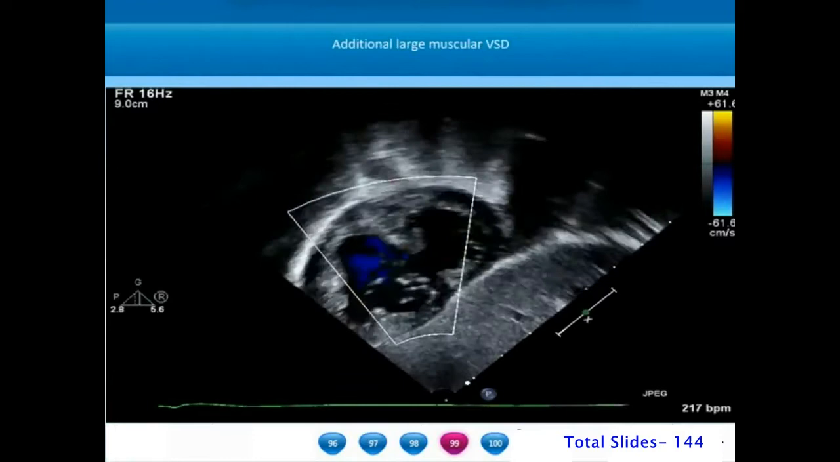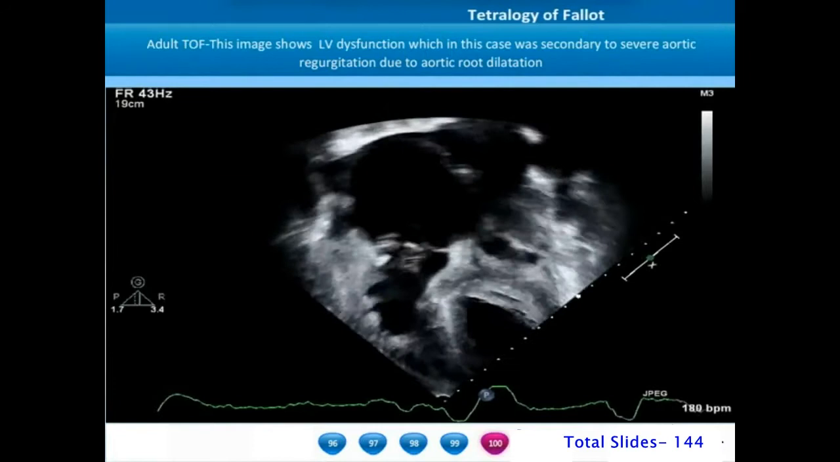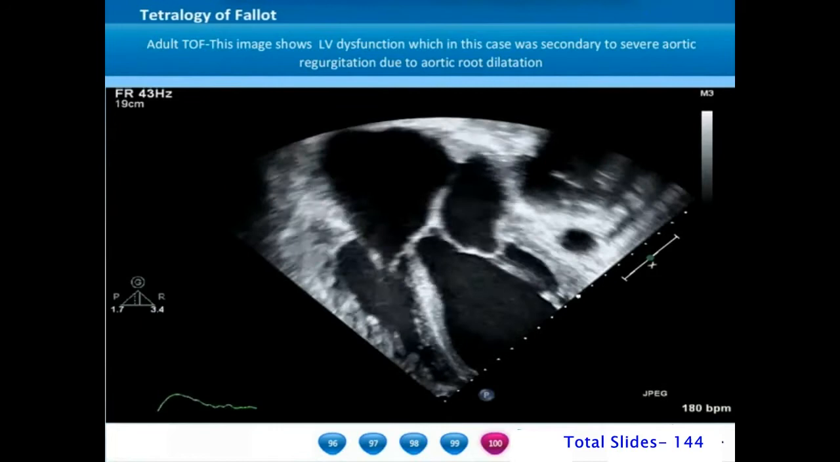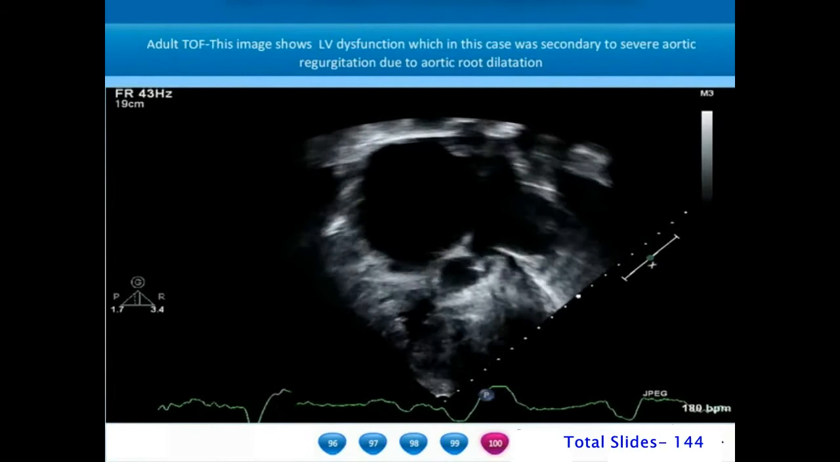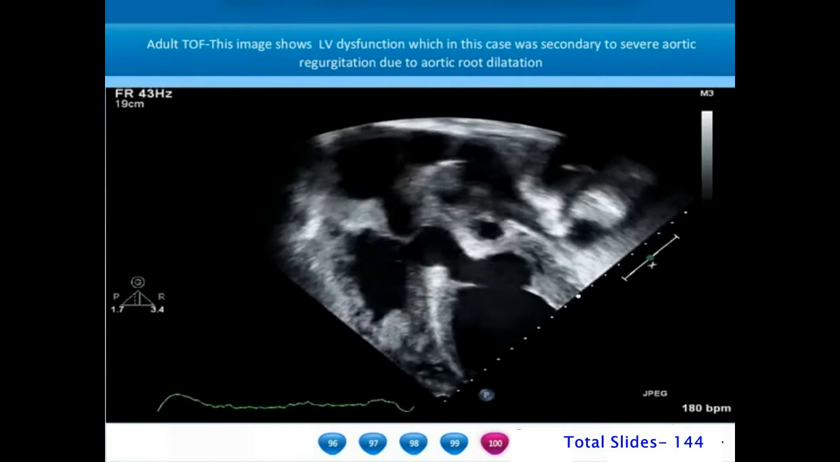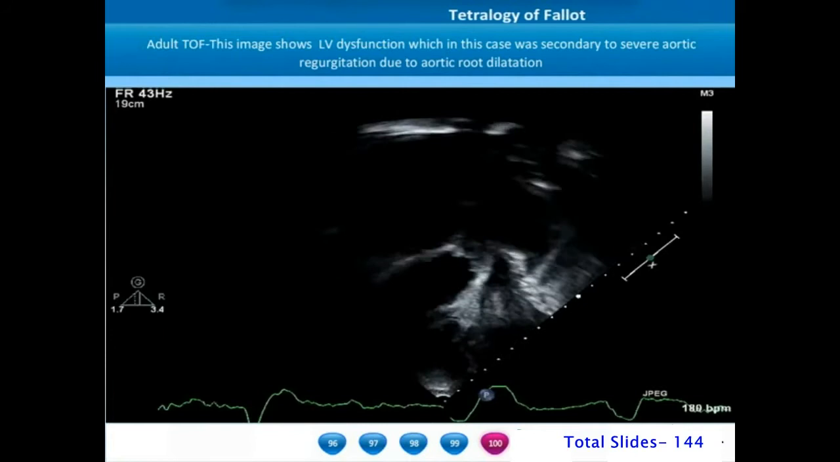Ventricular function is often normal in younger patients with tetralogy of Fallot. However, as age advances, ventricular dysfunction sets in and the systolic contractility becomes low. In this adult patient, there is a marked biventricular dilatation, more so of the left ventricle. We can notice a hugely dilated aortic root and a resultant aortic regurgitation secondary to the root dilatation.